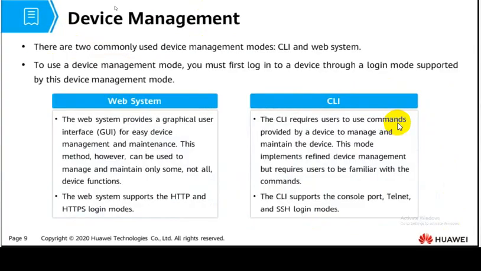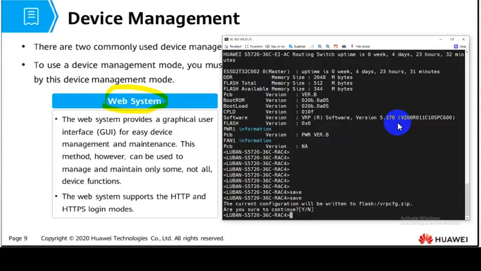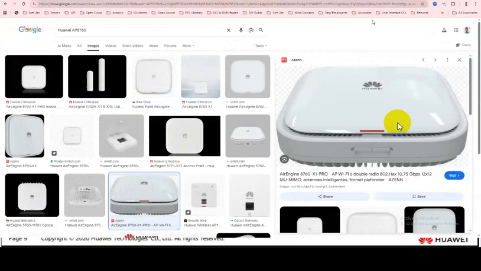Then we have device management. How do you manage devices using the VRP? In other words, how do we access the human-computer interaction with our devices? We access devices using either a web interface or a CLI. For instance, I've shown you how to access the device using a CLI. Let me show you with another device here.